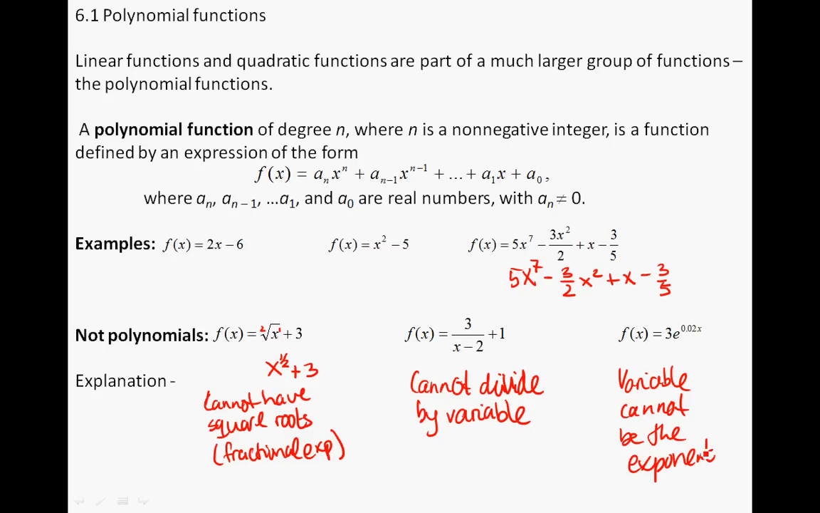Usually what I do is when I assign these to you, I'll ask you to tell me if it's a polynomial or not. If it is, you usually don't have to tell me why, because that might be a little hard to explain. But if it's not, you should be able to give me a good reason. So that's what you'll see on your homework.